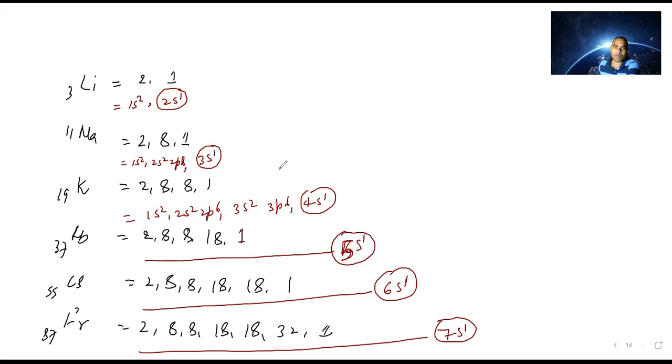So what I told you, the valence shell configuration is the same in the group. See, s1, s1, s1, s1, s1, s1. Yes or no?